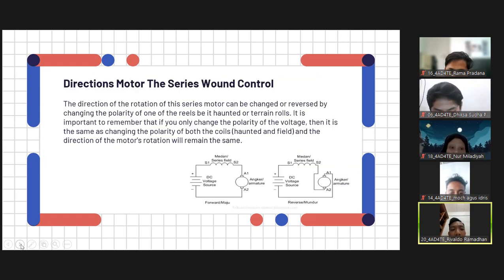Next. And then the direction of the motor, the series wound control. The direction of rotation of this series motor can be changed or reversed by changing the polarity of one of the coils, be it the field or armature coils. It is important to remember that if you only change the polarity of the voltage, then it is the same as changing the polarity of both coils, and the direction of the motor rotation will remain the same.